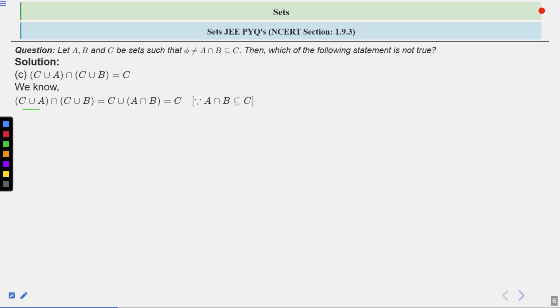So C union A intersection C union B can be rewritten in this form using the distributive law: C union A intersection B. And we know that this intersection is a subset of C. So what we have is any set union with its subset, which is simply the set itself. So we get the right hand side as C. So in this case, this statement is also true.